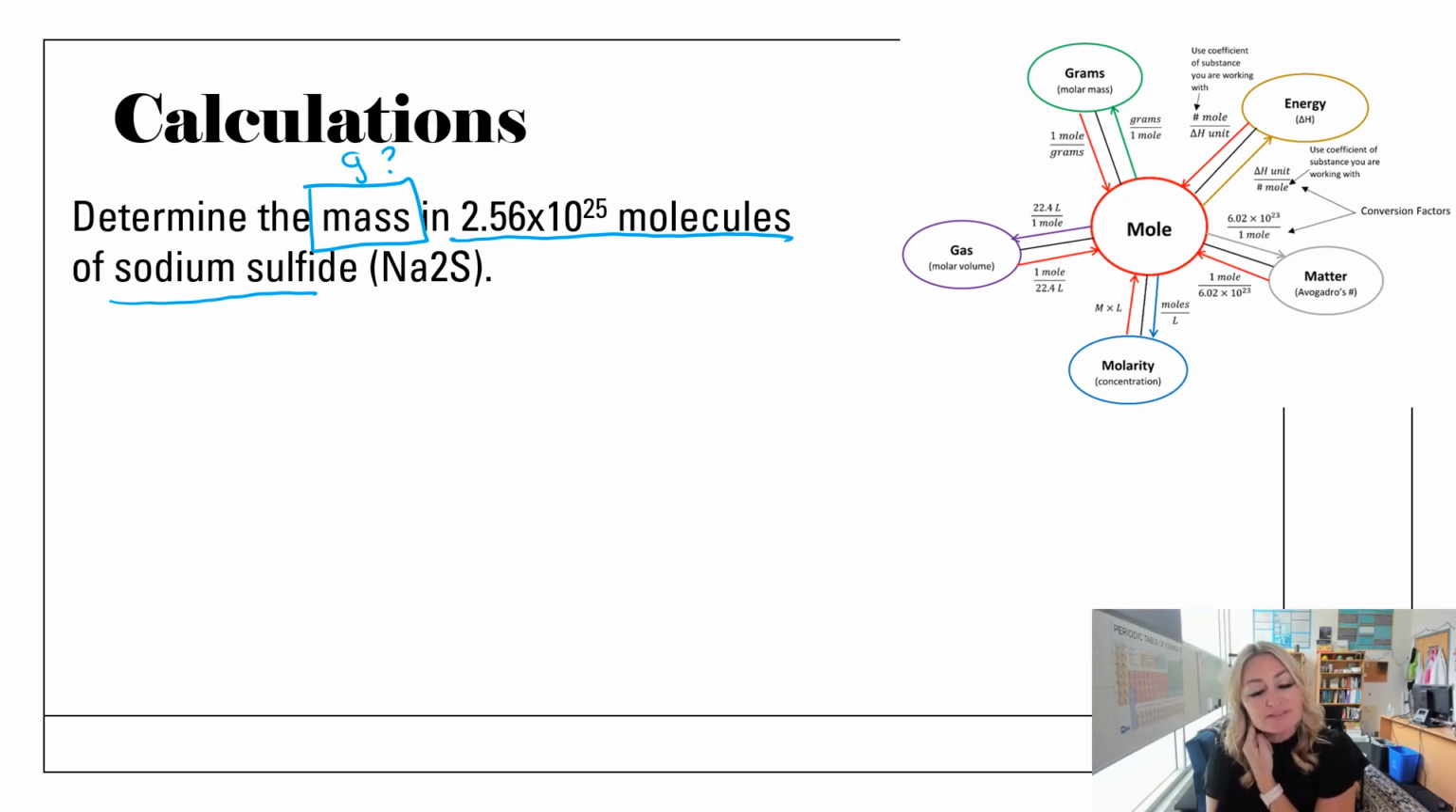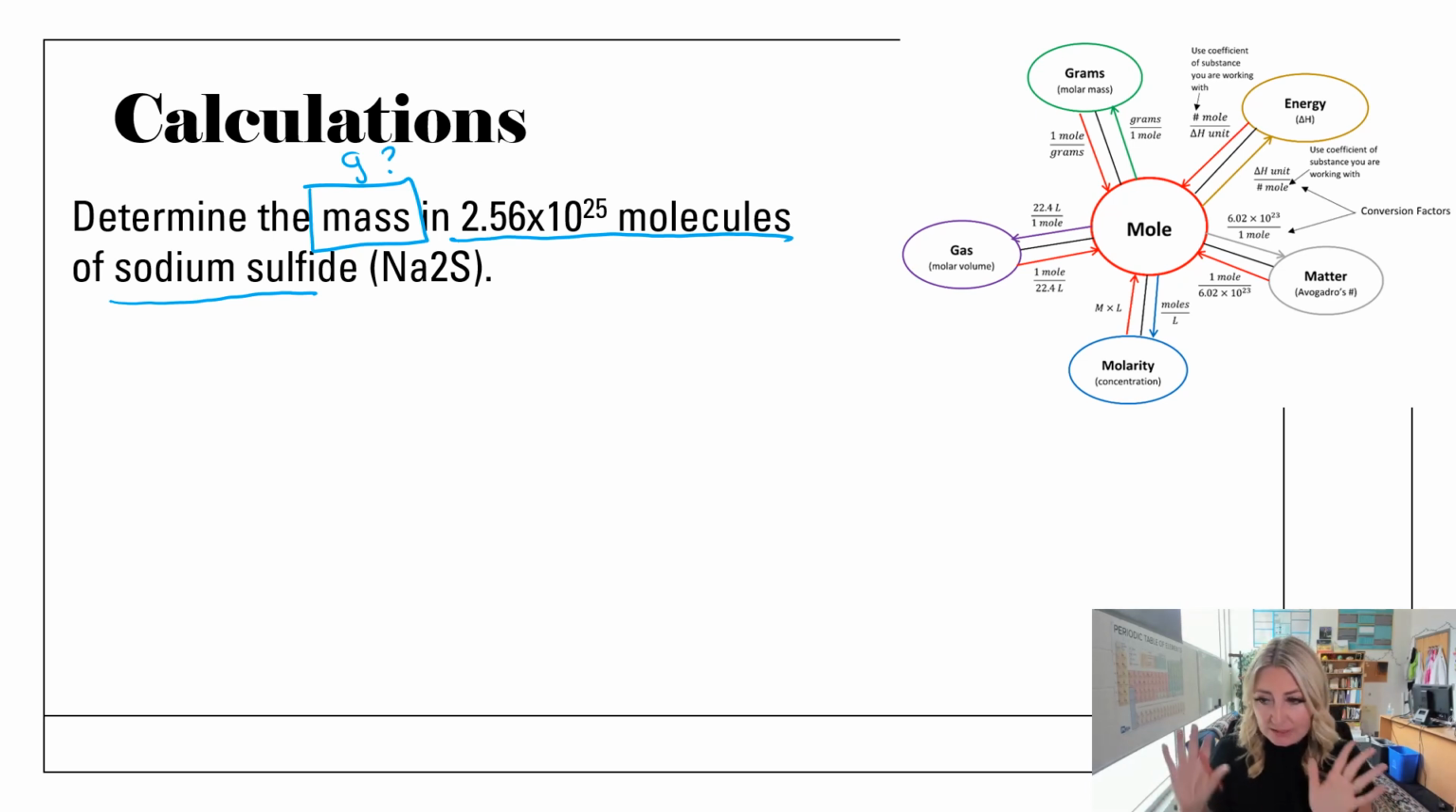It's important, and you'll see that this is going to come back to haunt us. If you cannot convert a name to a formula or a formula to a name, that's going to be really difficult for you to calculate the correct molar mass, and then you won't be able to use the correct molar mass in your mole conversions, and it's going to make life so difficult. So if that's something that you struggled with, please, please, please go back and review those older podcasts.